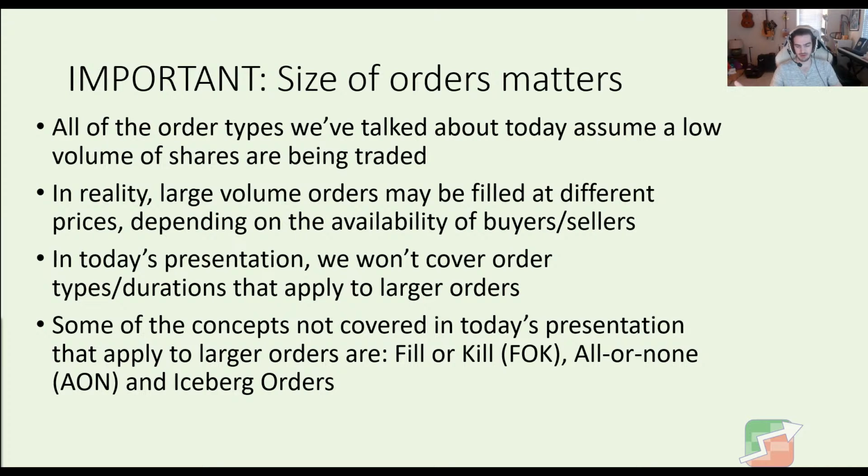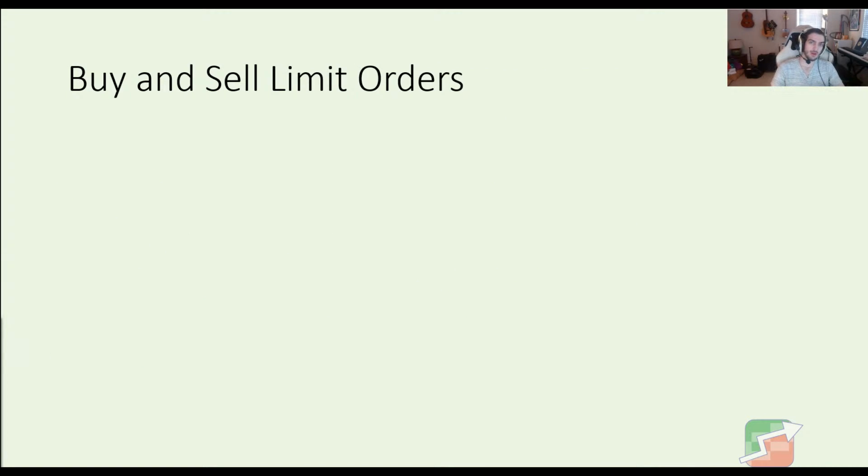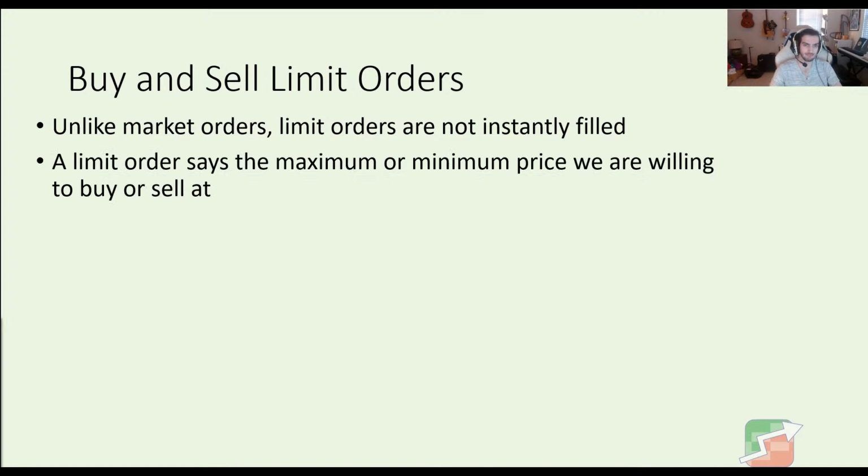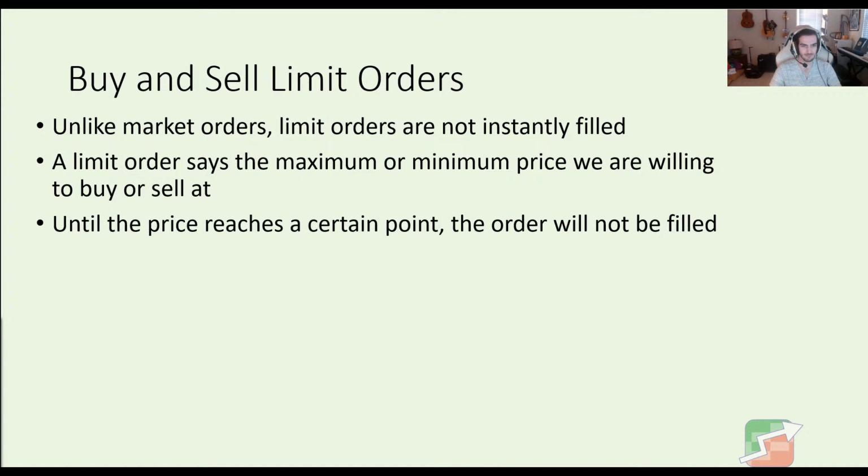So now we've talked about a couple of things. Reality is a crazy, terrifying world, at which point you're not going to always buy at a single price. We're only going to be talking today about buying one share, which makes things very easy, so we can talk about things on paper. So for our buying or selling one share, let's talk limit orders. Limit orders, unlike market orders, are not instantly filled. They will have an order duration on them, be it good till cancel, good till end of day, whatever it may be. And essentially what a limit order says is the maximum price we're willing to buy at or the minimum price we're willing to sell at, where until the price reaches that certain point, the order won't be filled. It just stays in the market.